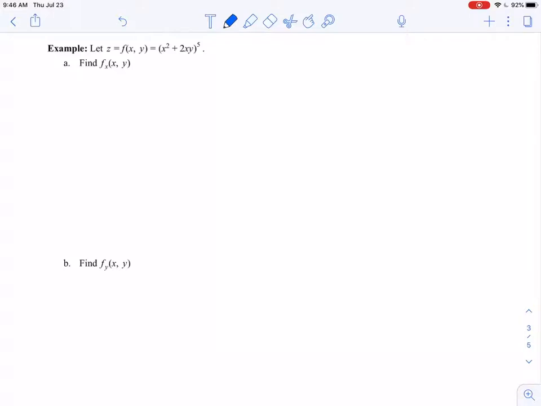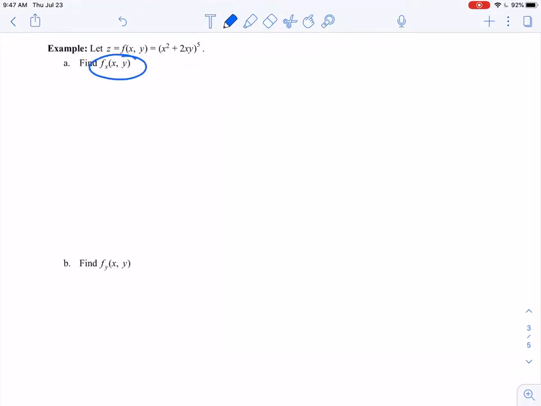In this video, we're going to take a look at first order partial derivatives using the chain rule, and then we're going to start to say, okay, well, what do second order partial derivatives look like? So here I have a function of two variables, z equals f of x, y, and here we have (x squared plus 2xy) to the fifth power.